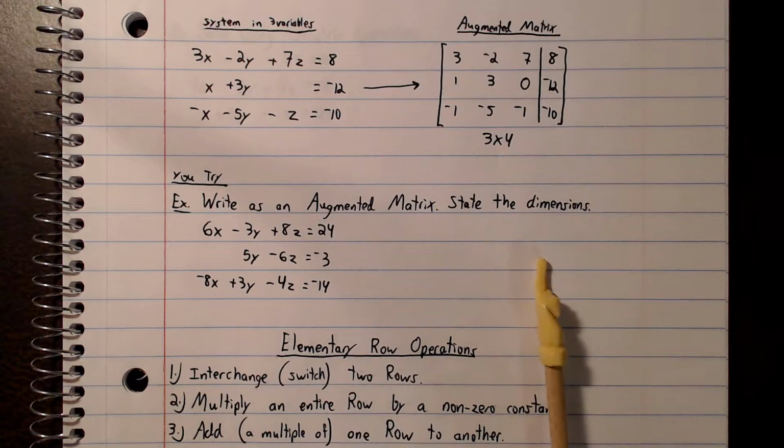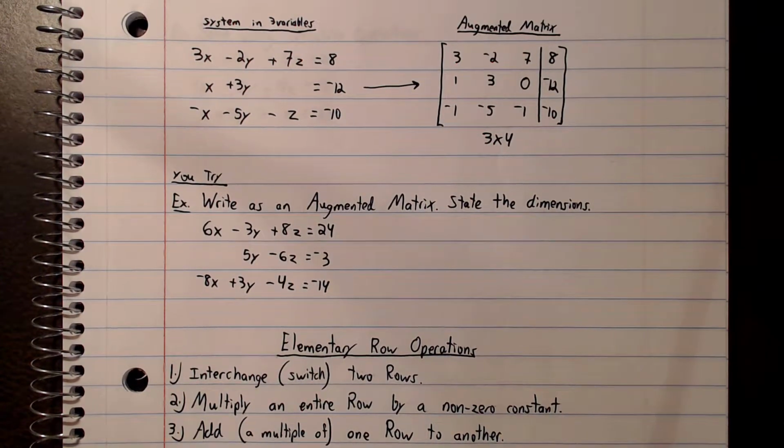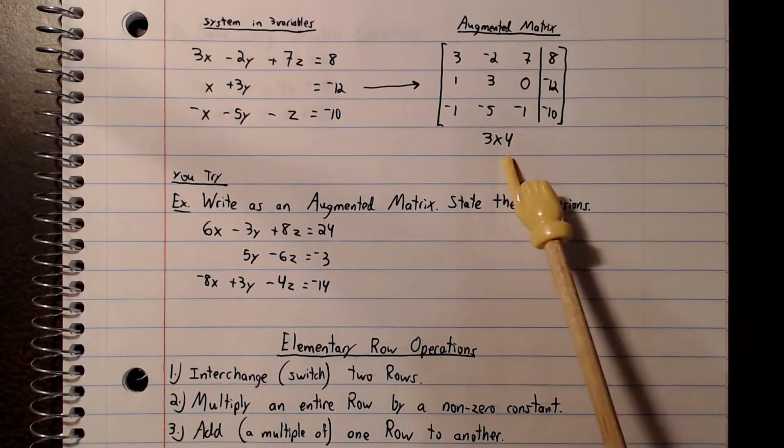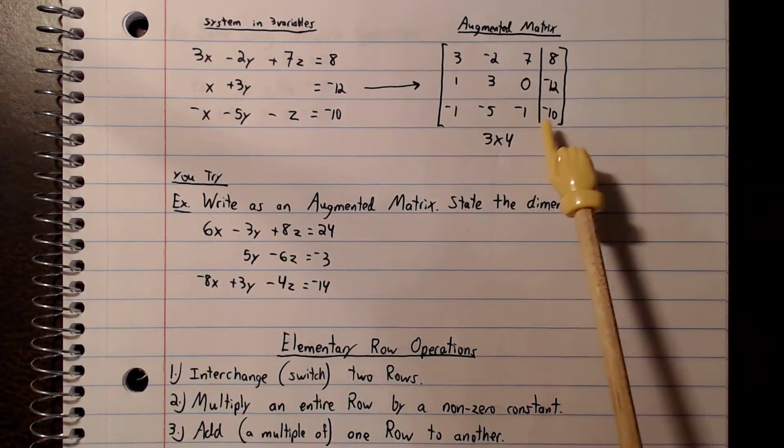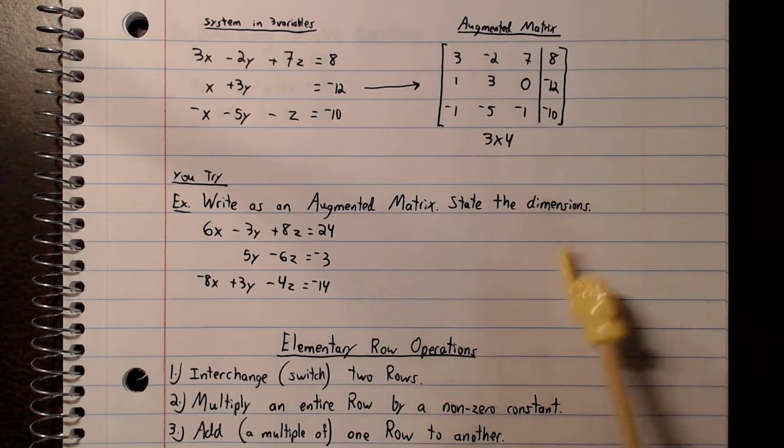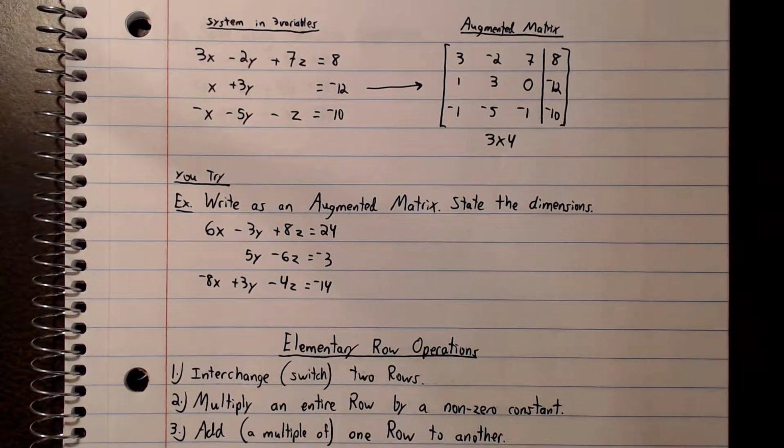So you're going to try this one right here. I would like for you to write it as an augmented matrix and then state the dimensions. As you can see, I did that here with it being 3 deep and 1, 2, 3, 4 entries wide. So pause the video and write this one out as an augmented matrix.